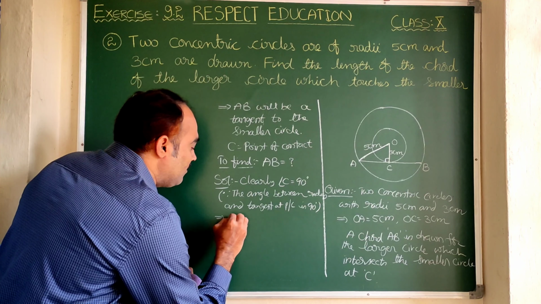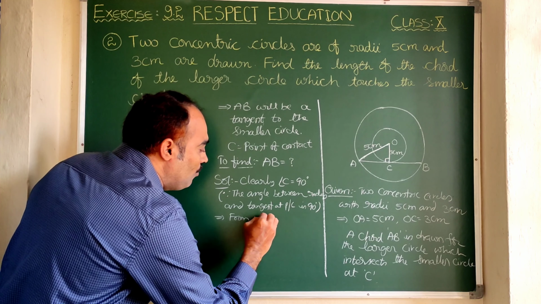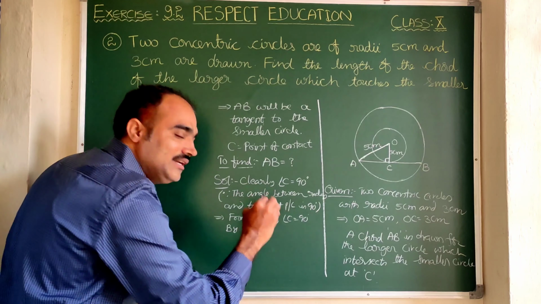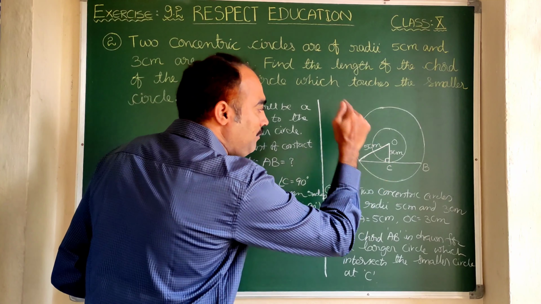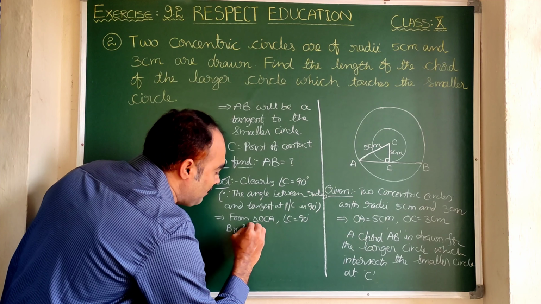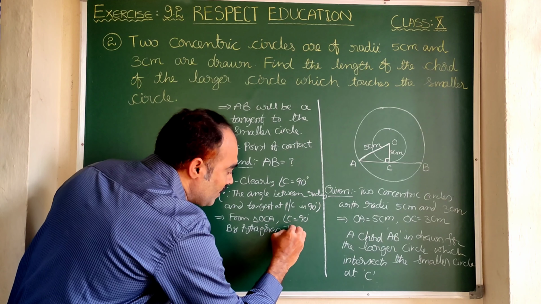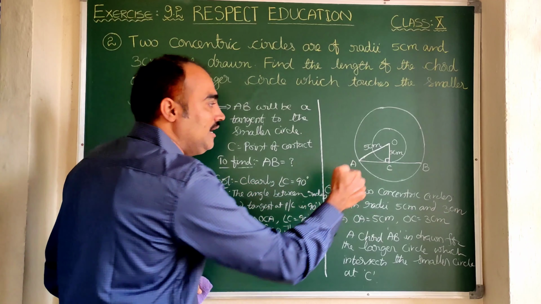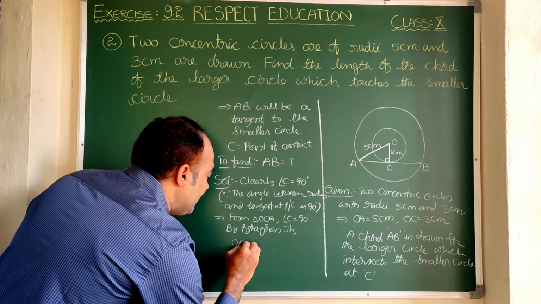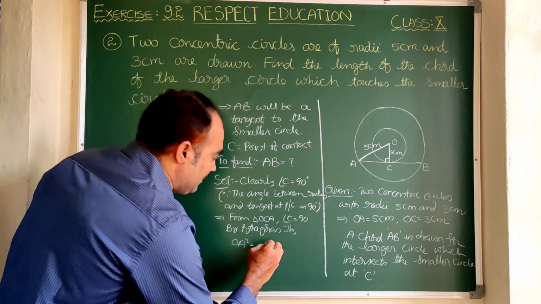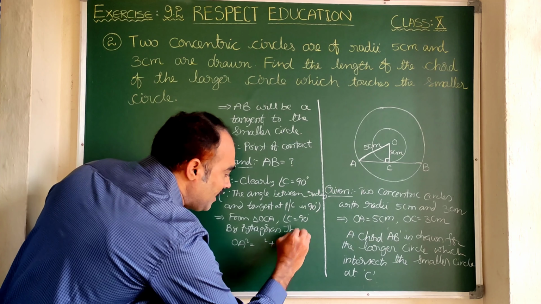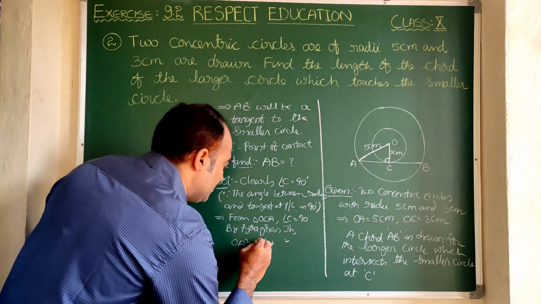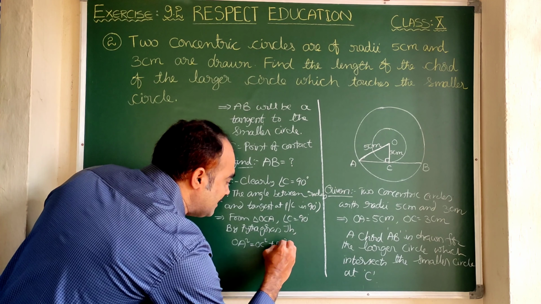So from triangle OCA, angle C is 90 degrees, so we can apply Pythagoras theorem. Since it is a right angle triangle, Pythagoras theorem can be applied. By Pythagoras theorem, the square of the hypotenuse OA square is equal to the sum of the squares of the other two sides. If OA is the hypotenuse, the other two sides are OC and AC. So here I am writing OC square plus AC square.